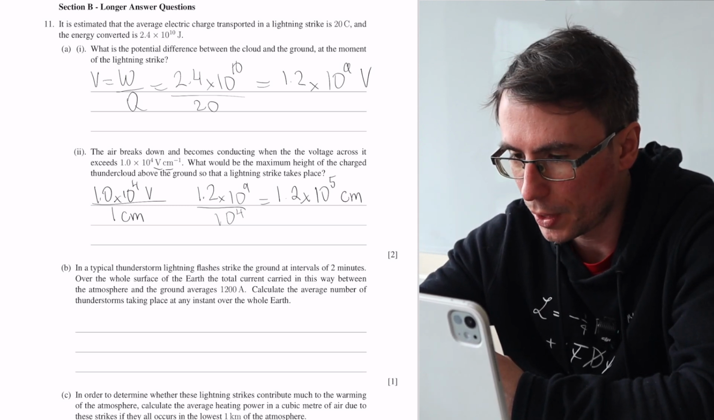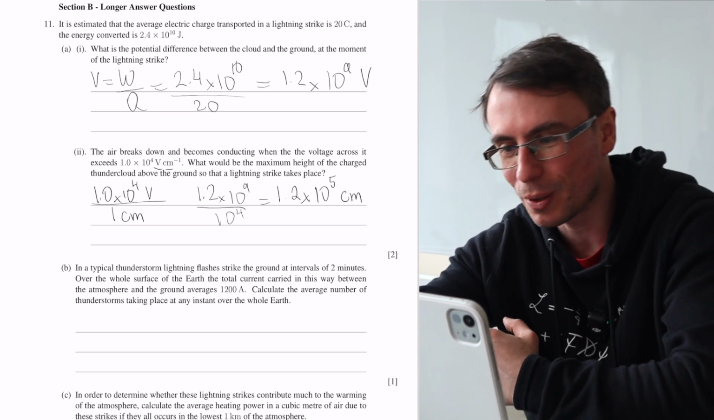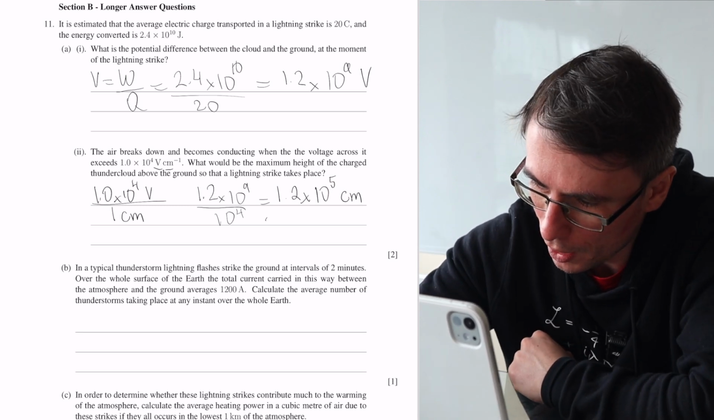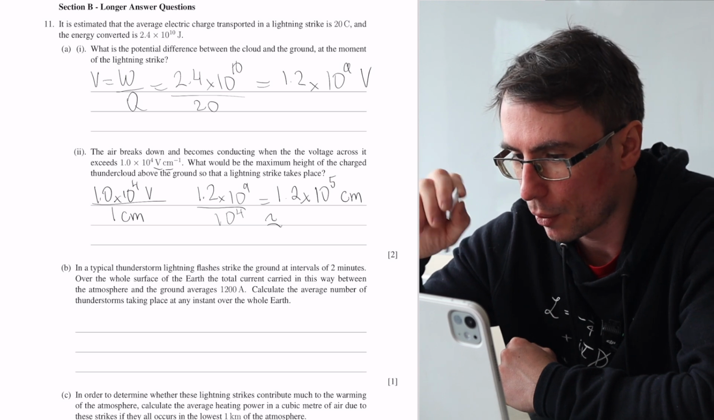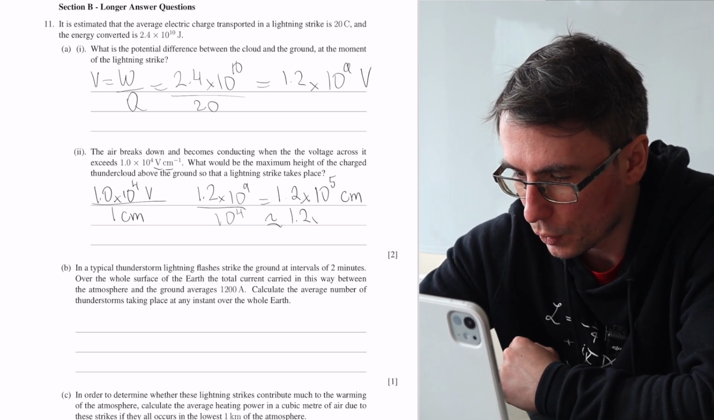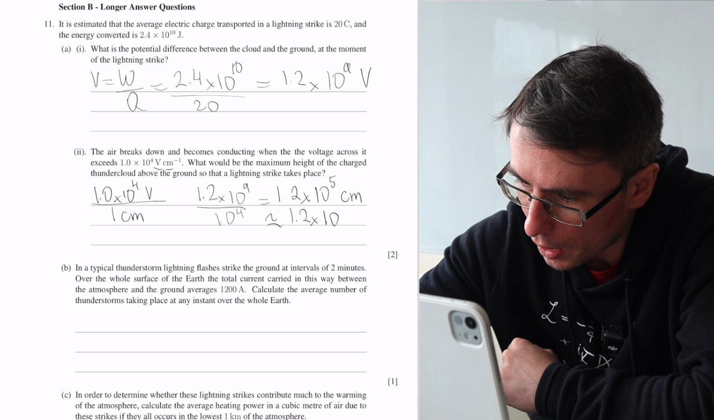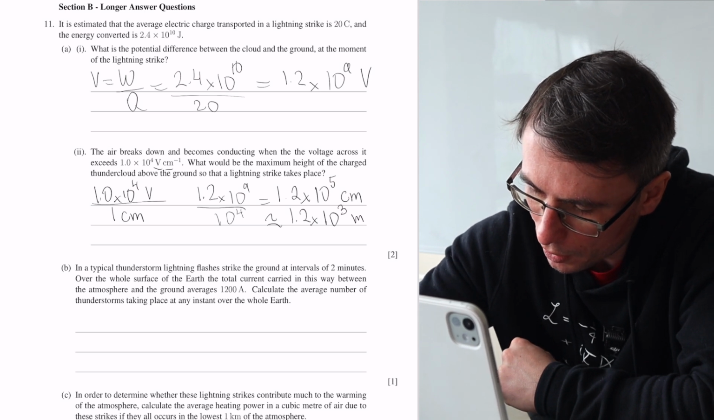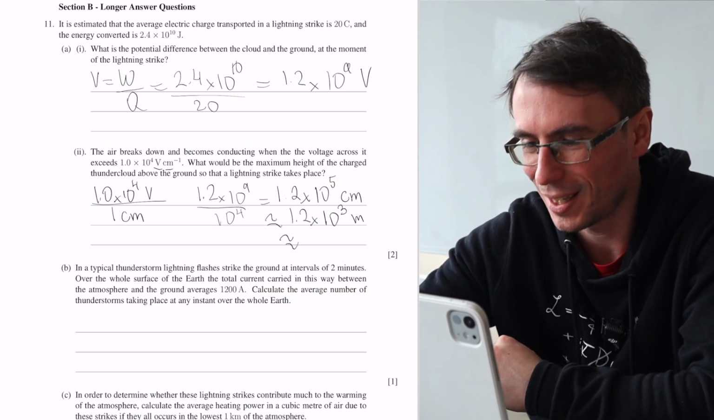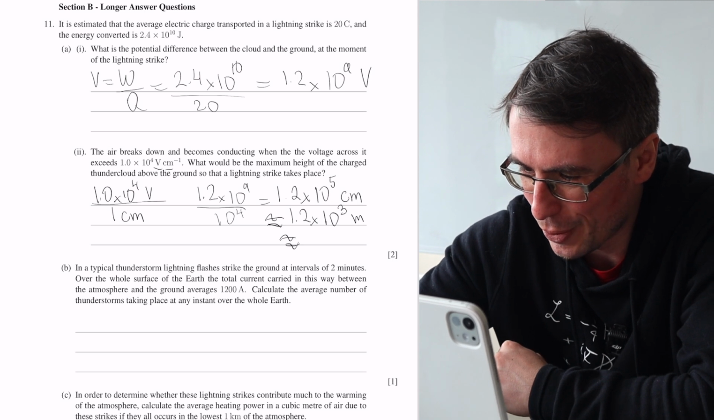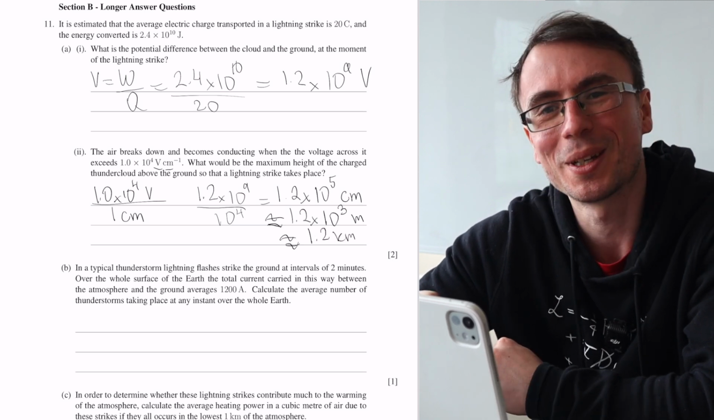So we need to convert that to meters, I imagine, because that's not very useful. Divide that by 10 to the power of 2. This here is going to give me 1.2 times 10 to the power of 3 meters, which is exactly equal to 1.2 kilometers.